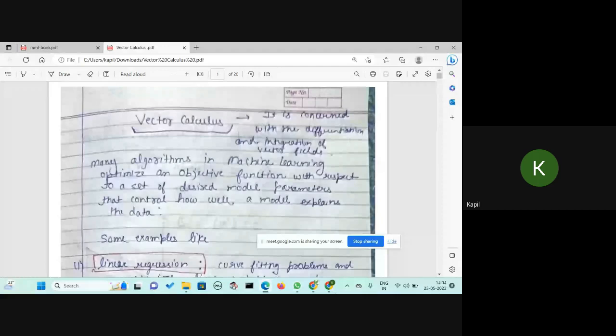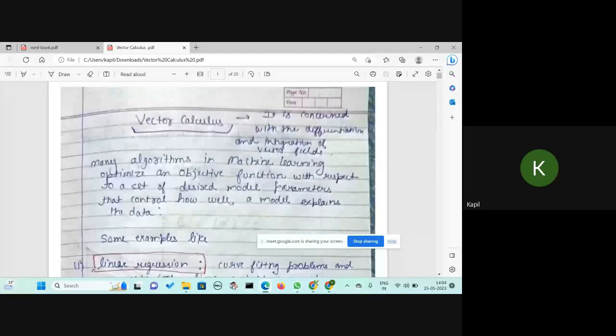Okay. So why do we need vector calculus in machine learning? As we know, machine learning is a subfield of artificial intelligence, which is totally based upon data. So in order to train the computer on data, we need vector calculus, because many algorithms in machine learning optimize an objective function with respect to a set of desired model parameters. To control how well a model explains the data, we need the gradient. In order to find the optimization of objective functions, like maximum and minimum, we need the gradient.